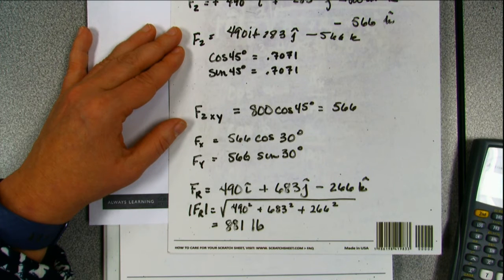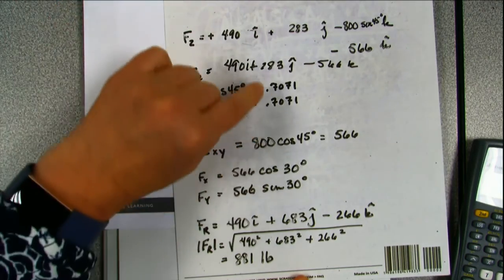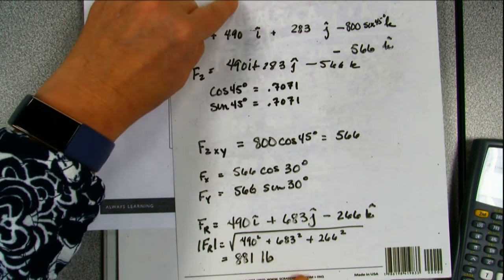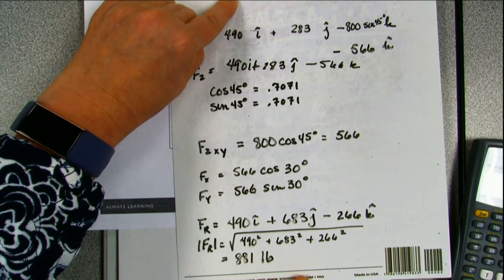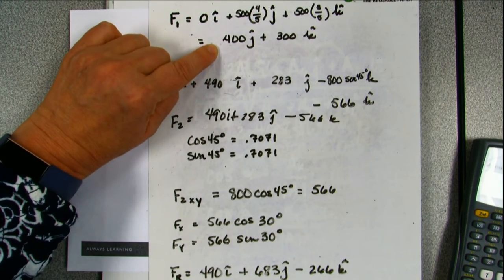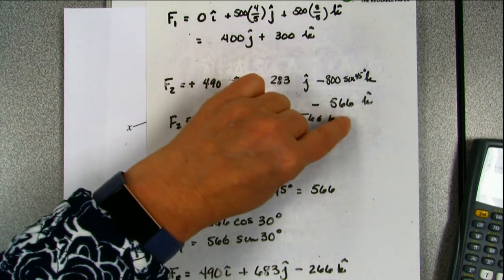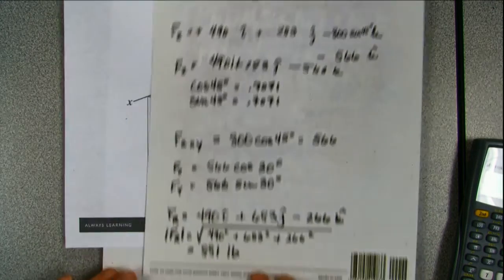You have a question? Yeah, and the resultant. How did you go from 183 to 683? You're actually looking at this one, 283, right? 283 plus 400? Oh, it's okay, you were off screen, that's why. Yeah, it's 400, sorry. All right. And then that's 566 plus 300 is a negative 266.